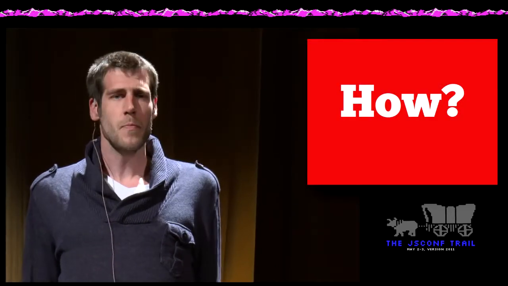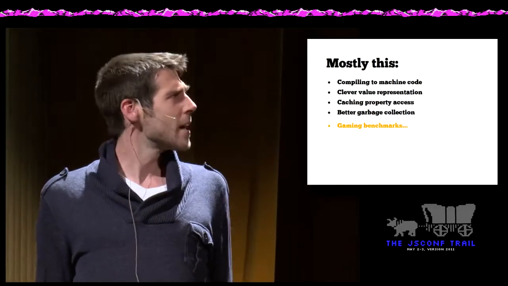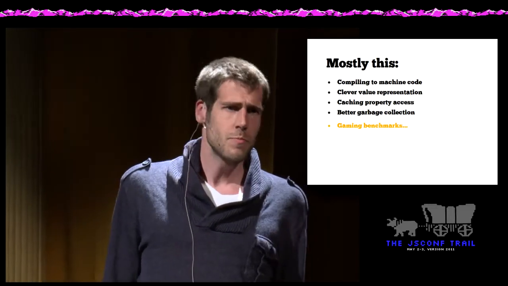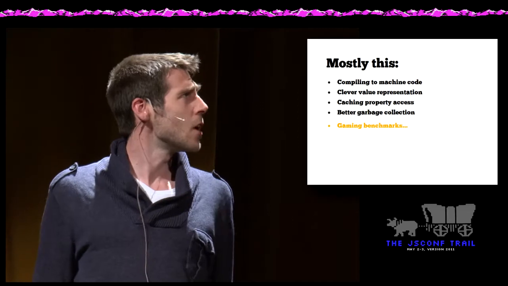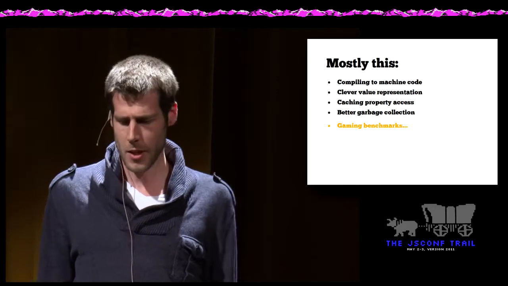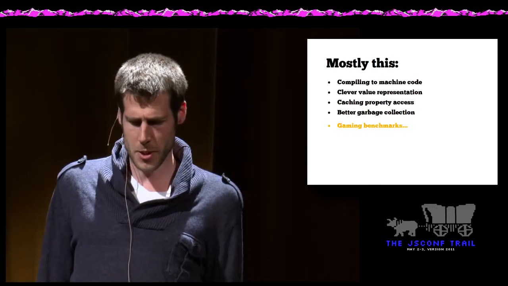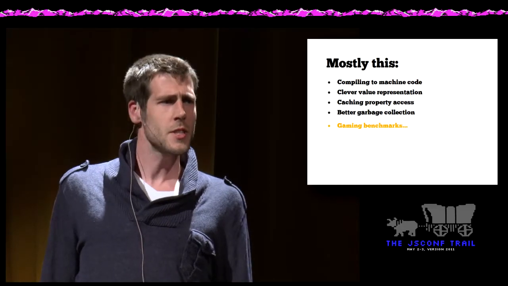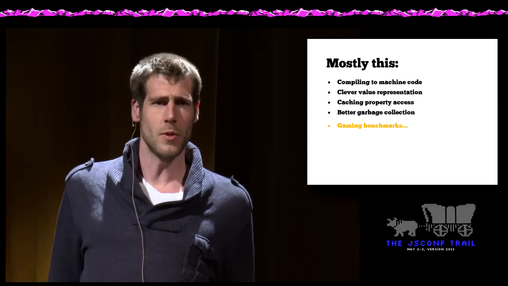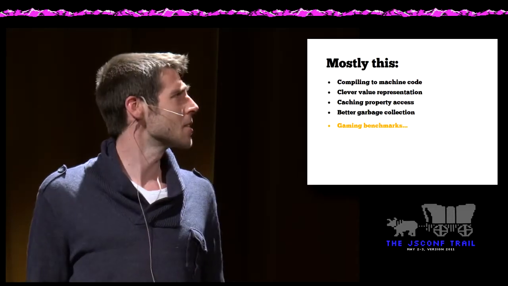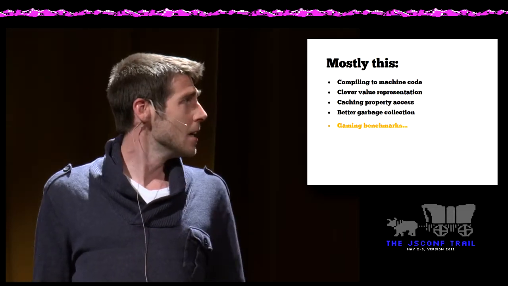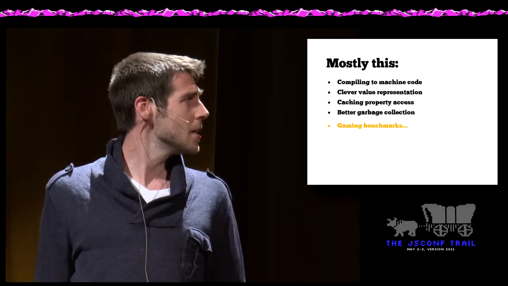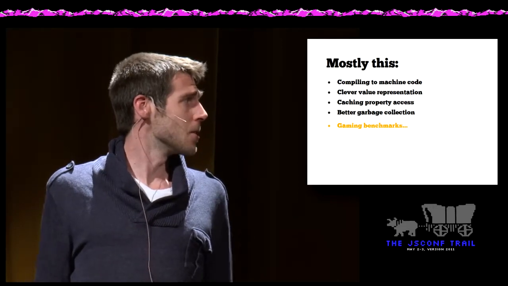So how do people do this? This is also pretty much the outline of my talk. There are 4 main things. Most browsers are compiling to machine code. Well, all modern browsers are compiling to machine code one way or another. There are some improvements in how values are represented. A very big thing is caching access to properties, so that you can actually look up object properties without hashing stuff and looking through big tables and things like that. Garbage collection has been improved tremendously, especially in the past few years. And of course, people are gaming benchmarks for all they can.